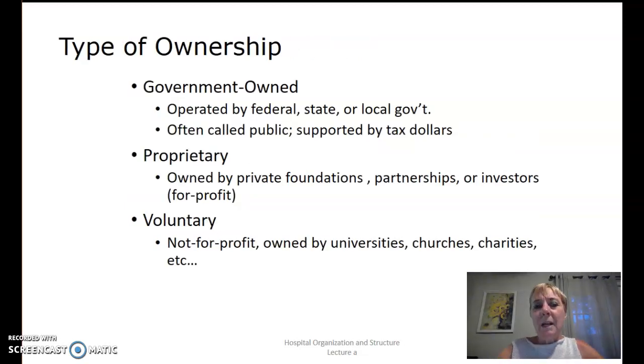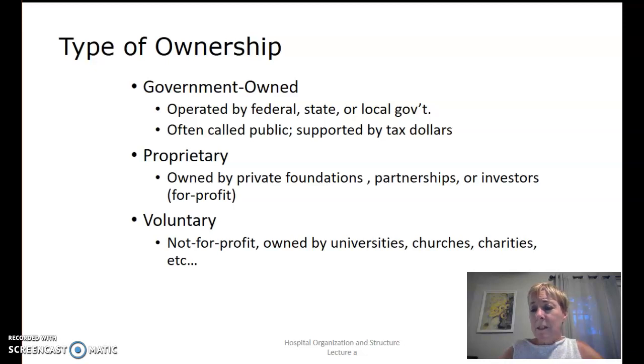Types of ownership in a hospital. You can have government-owned, proprietary, or voluntary. Government hospitals are usually run by a federal government, a state government, or a local government, like a city hospital. They're often called public hospitals because they're supported by tax dollars. A lot of the hospitals that we have in our demographic area are government owned.